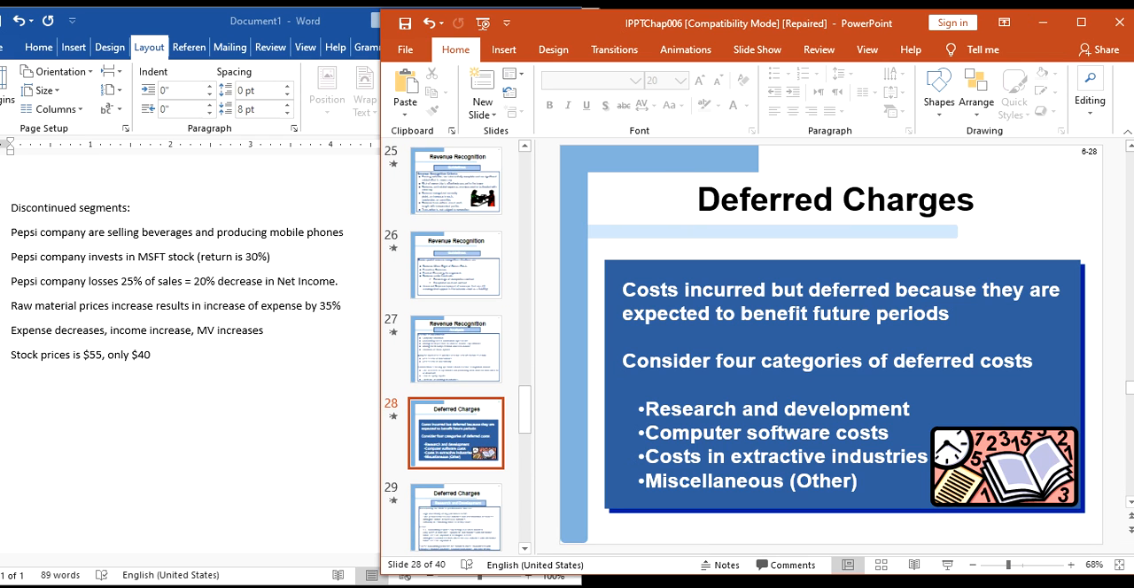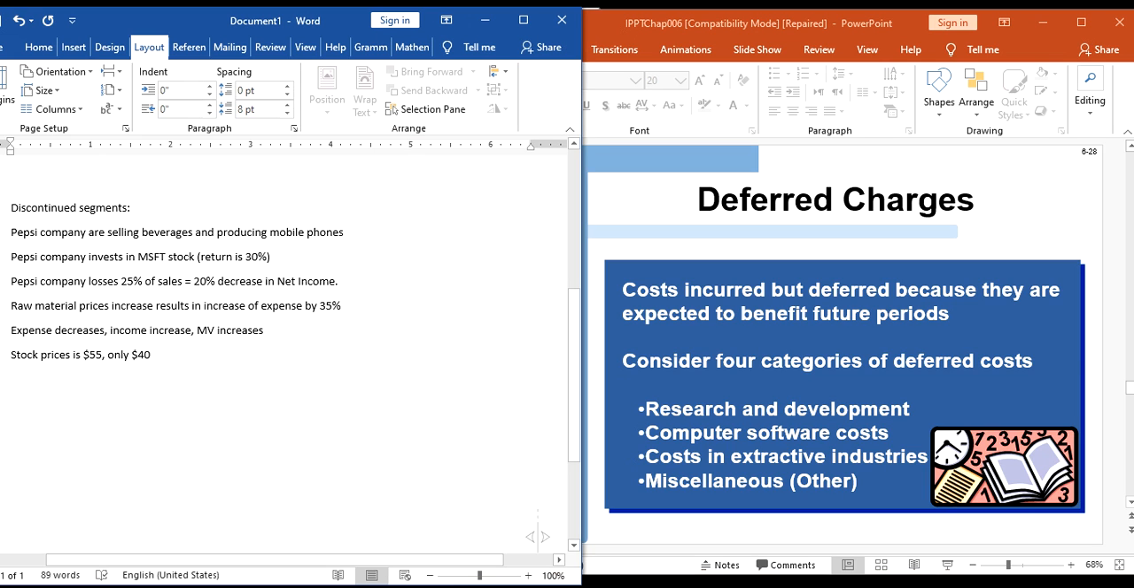So another category of this chapter which should be covered over here is deferred charges. Okay, costs incurred but deferred because they are expected to benefit future periods. So those are 4 of them. What are these deferred costs? I would say like research and development. So we understand better from these.